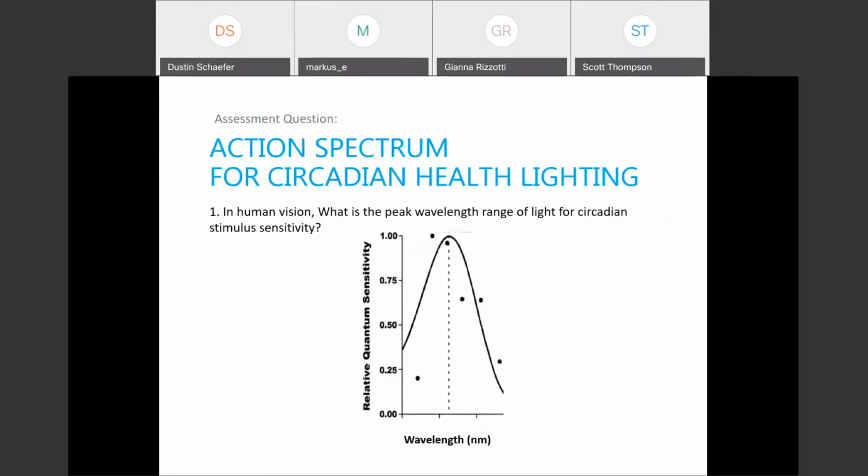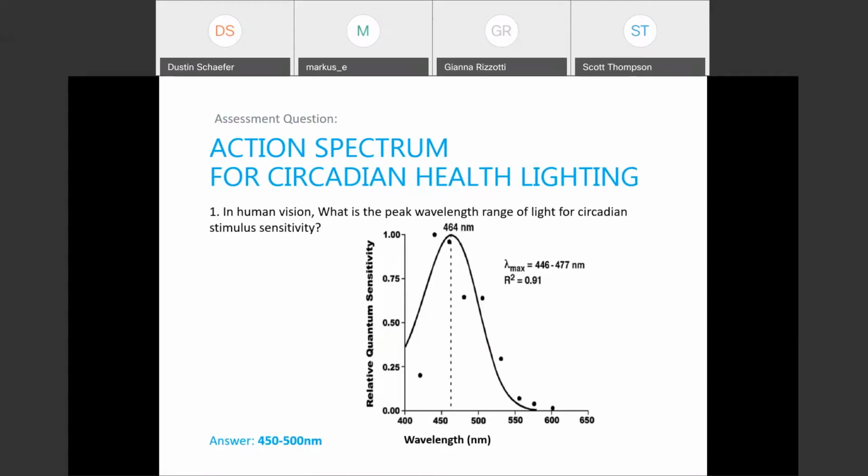So now we have a couple of assessment questions, and I know this is happening quickly, but I want to ask you a couple of quick quiz questions, of which there are 3. So in human vision, what's the peak wavelength of light for circadian stimulus sensitivity? Here's a blank curve. As we saw in the other diagrams, that peak is within the 450 to 500 nanometer range. And to our eyes, this looks like a sky blue light, which makes perfect sense since that is how human beings have evolved under daylight.